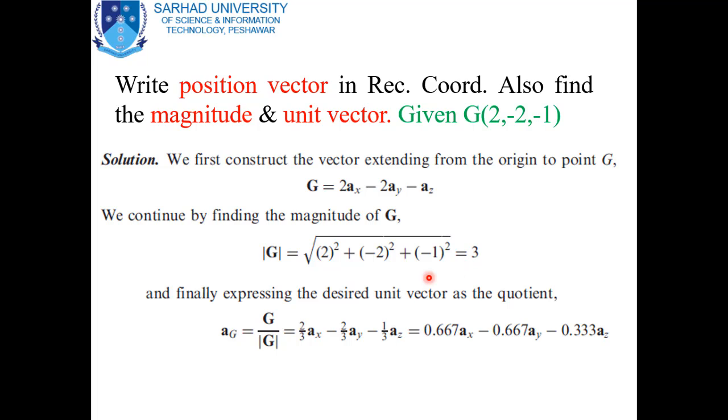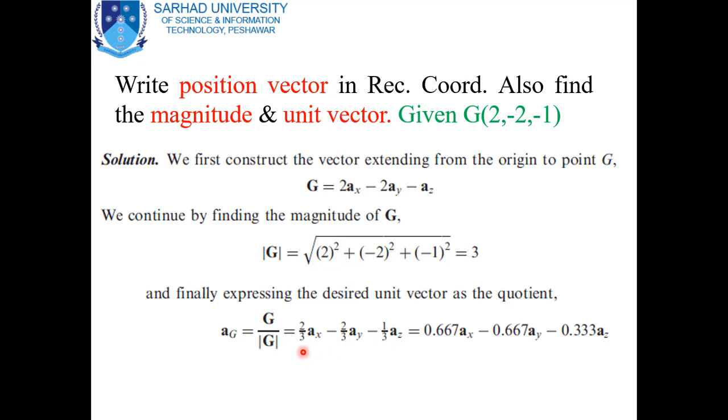And finally, we can find the direction of vector g, or the unit vector along the g vector. So our formula will be the g vector divided by its magnitude. We have obtained the vector g in the first part, and in the second part we have also obtained the magnitude of the vector g, which is 3. So we can write the vector divided by its magnitude: 2/3 ax - 2/3 ay - 1/3 az.